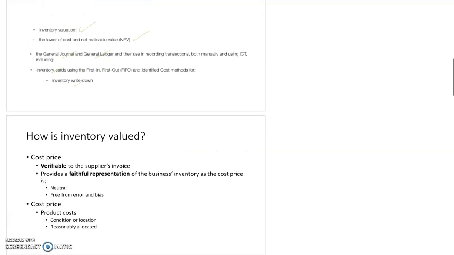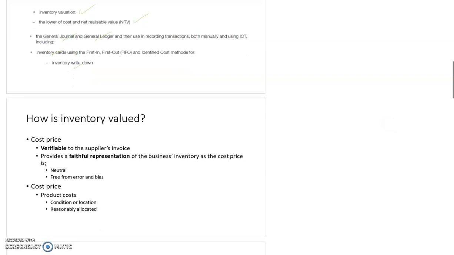So firstly, what we've learned so far is inventory is valued at its cost price. This is important because the cost price is verifiable. It's exactly what is on the supplier's invoice, and it provides a faithful representation of the business's inventory. It's neutral and free from error and bias because we can verify it to the supplier's invoice, the source document.